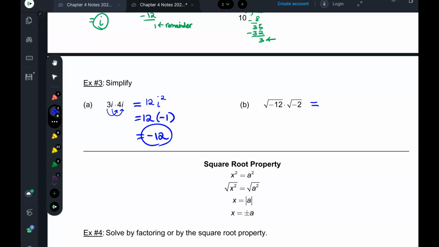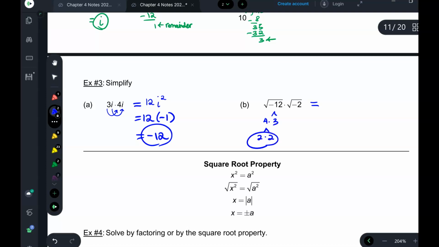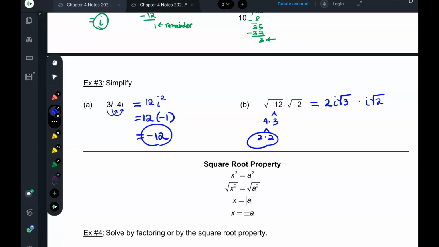Now on the previous page, we did each of these. So let's simplify. What's the square root of 12 going to be? 4 and 3. So how would I write that? I would write it as 2i root 3, and then I would multiply it by i. So anytime I have a negative, I'm going to bring an i outside. Are we good?